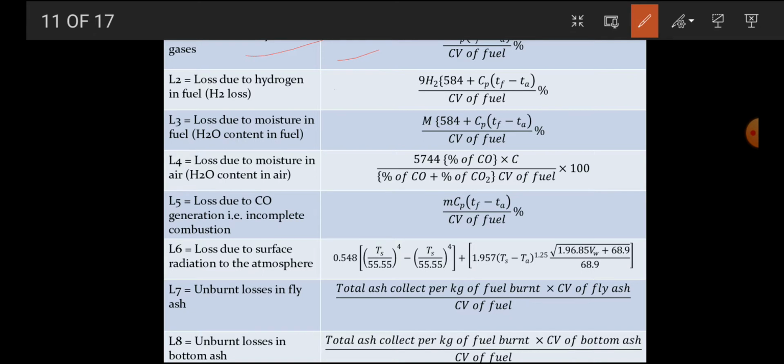So in this slide I have listed out all the equations of the indirect method, that is losses due to hydrogen, moisture in fuel, moisture in air, incomplete combustion and everything. We will use all these equations in the coming example, so we need to remember all of them.